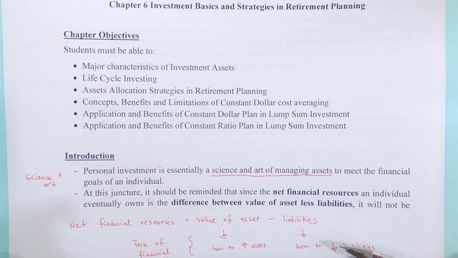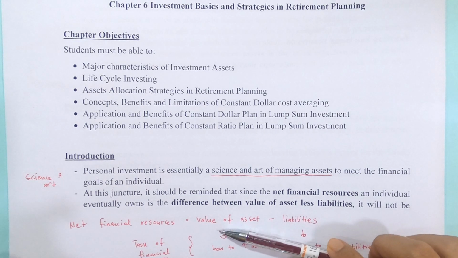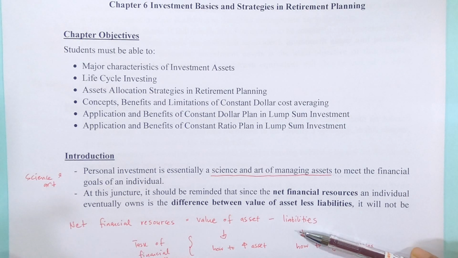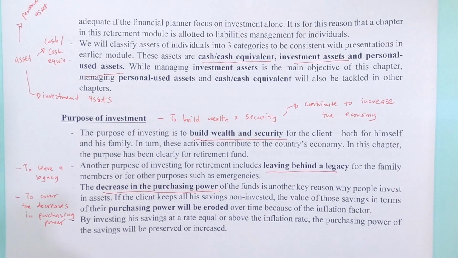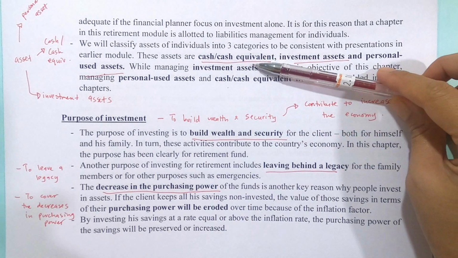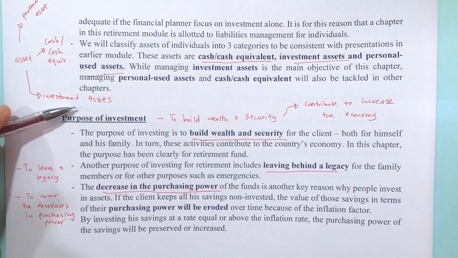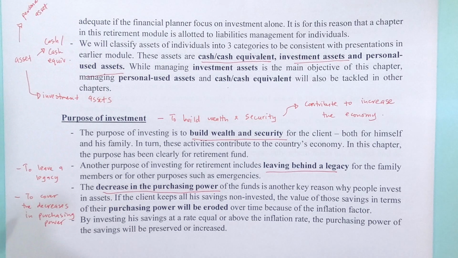And at the same time, we also have to be well aware that we have to control our liabilities, in the sense that we have to manage and basically reduce our liabilities. The focus is not just on assets, but also on managing the liabilities of the client. And this is a part of the main responsibility of the financial planner. The assets of the client, we can divide into three main parts. The first one is cash or cash equivalent. The second one refers to the investment assets. And the third one is the personal use assets.